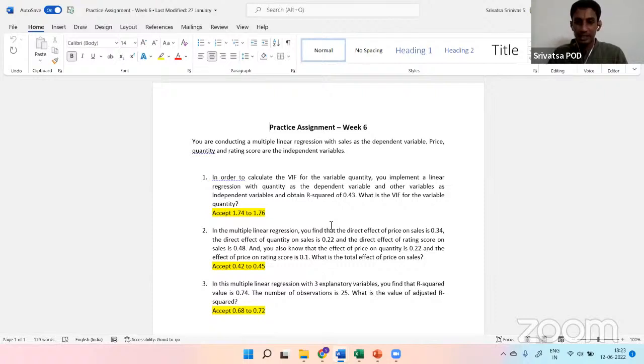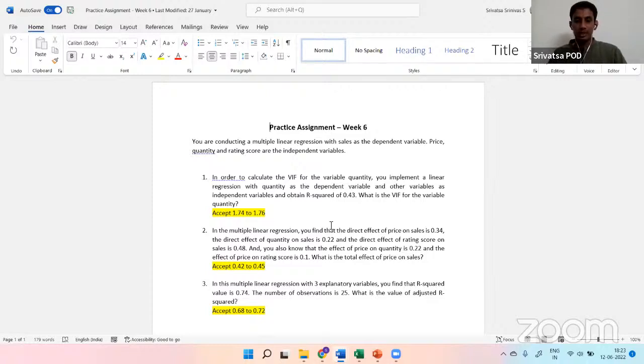You find that the direct effect of price on sales is 0.34. The direct effect of quantity on sales is 0.22. The direct effect of rating score on sales is 0.48. And you also know that the effect of price on quantity is 0.22. Okay, and also the effect of price on rating score is 0.1.